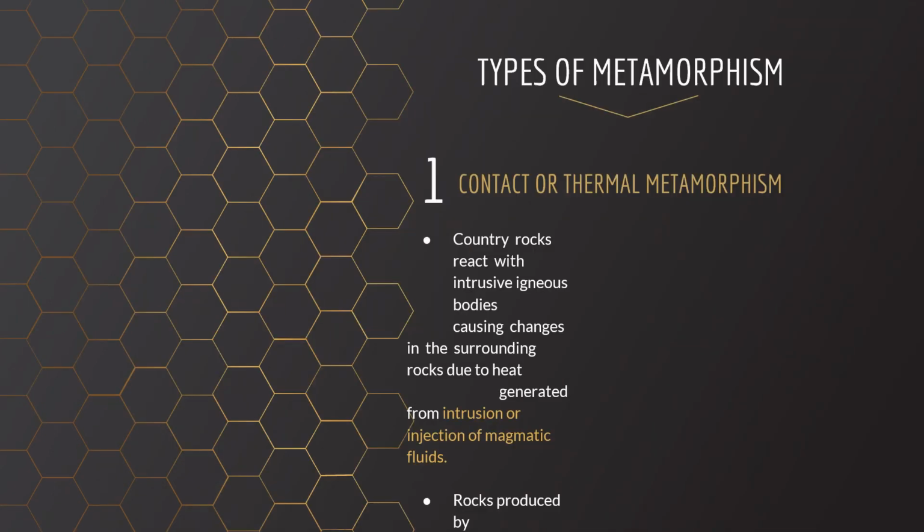Types of metamorphism. We have the first type, which is contact or thermal metamorphism. Country rocks react with intrusive igneous bodies, causing changes in the surrounding rocks due to heat generated from intrusion or injection of magmatic fluids. So contact or thermal metamorphism are rocks produced by metamorphism that are restricted to areas close to plutonic or deep-seated bodies. So basically, thermal metamorphism is caused at the proximity of hot intrusion.